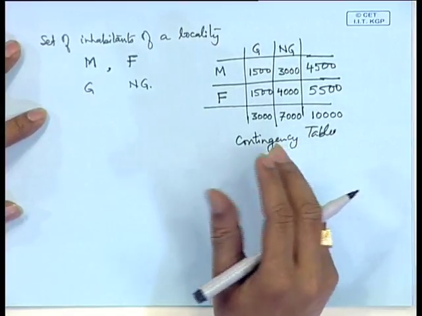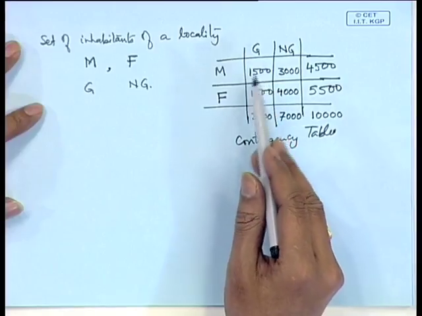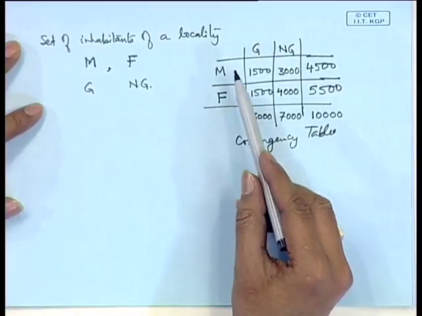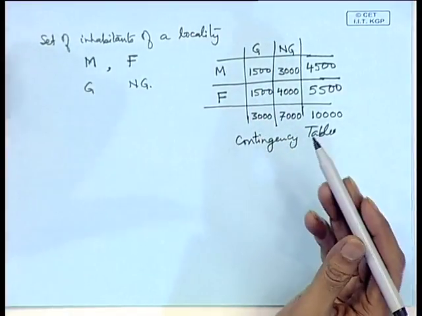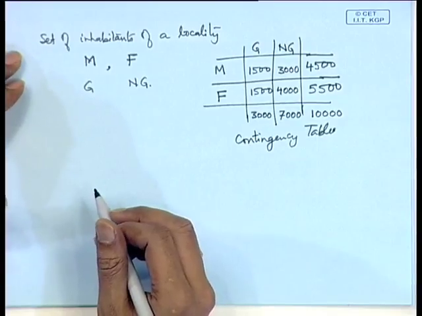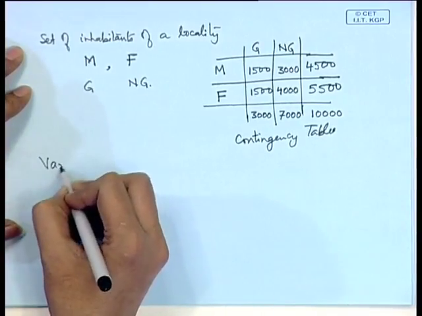So, attribute data can be represented in the form of a contingency table. Here we are classifying according to two characteristics. One may classify according to 3, 4, etc., and accordingly the representations can be made in the form of contingency tables.